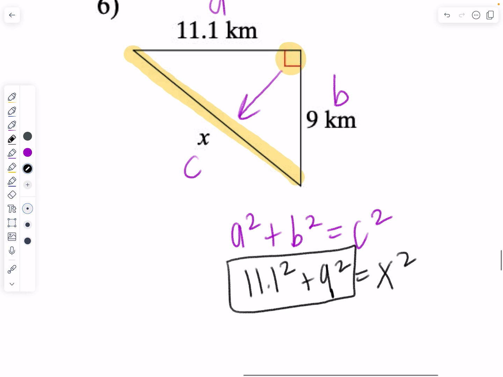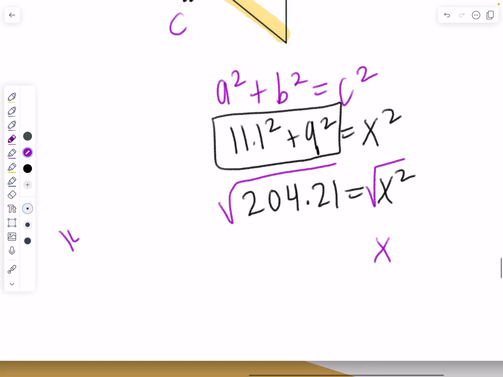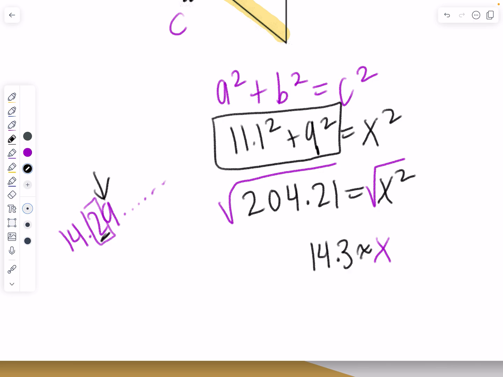That gives us 204.21. And that is what x squared is equal to. Of course, I just want x. So what I'm going to do is take the square root of both sides. Square root of 204.21 is going to give me 14.29... So I'm going to round it. This 9 tells me, since that's more than 5, it's 5, 6, 7, 8, or 9, you're going to round this number up to 3. So that would be about 14.3.